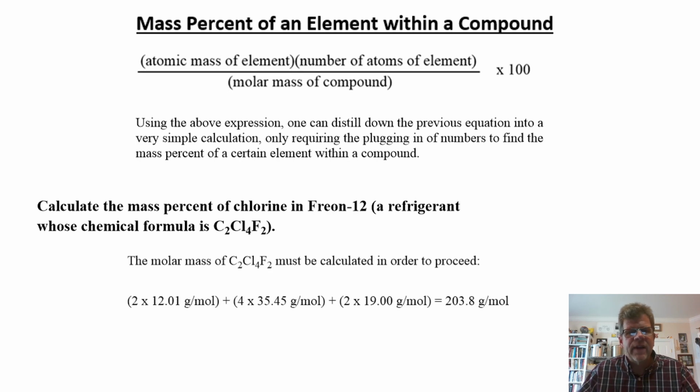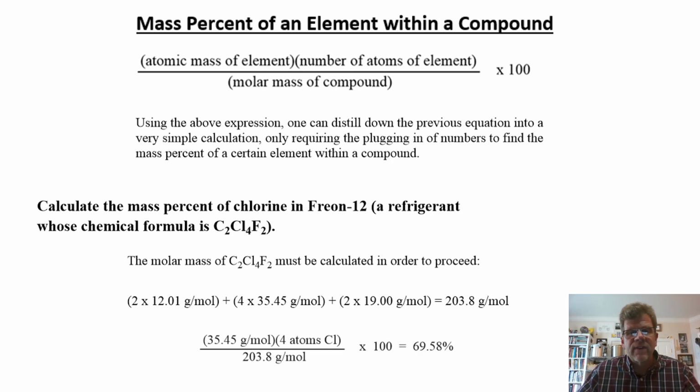So let's put that together. First, we have to calculate, as I said before, the molar mass of the compound, for which we're conveniently given the chemical formula, because we have to put that down here. And once we do that, we come up with 203.8. And now all we're doing is literally putting these things together.